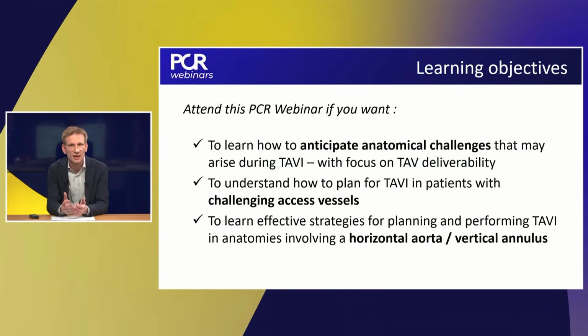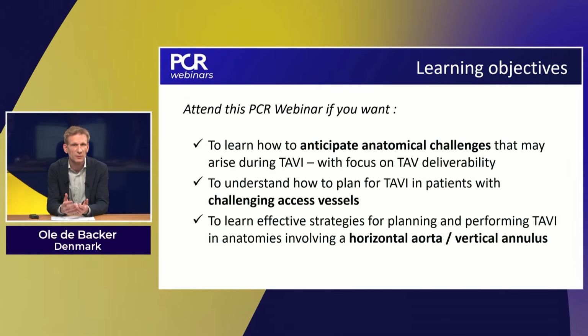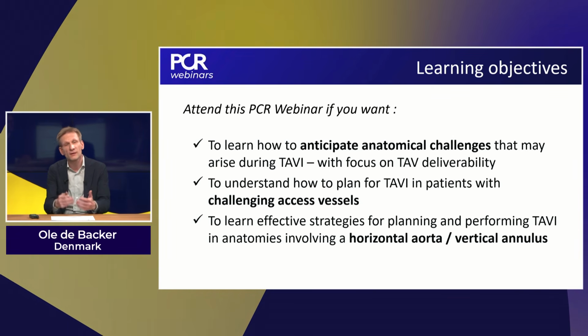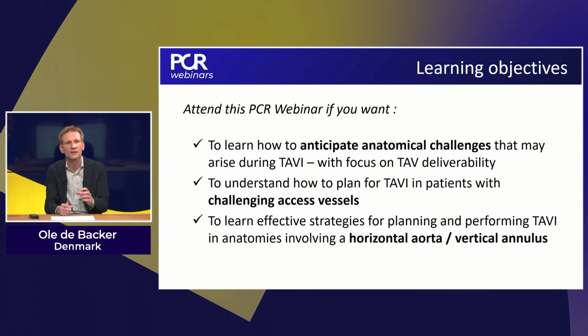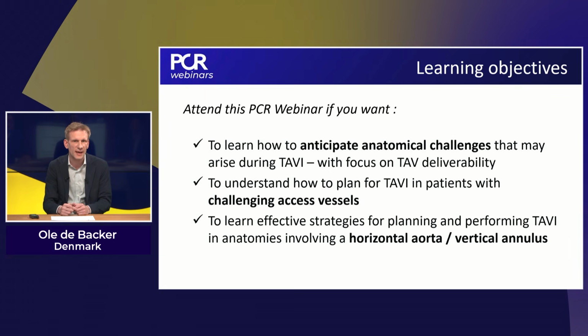So the learning objective, well, first of all, to learn how to anticipate anatomical challenges that may arise during TAVI with a focus set on the deliverability, to understand how to plan for TAVI in patients with challenging access vessels. That will be the first case. And then the second case, also to learn how to develop effective strategies for planning and performing TAVI in anatomies involving a horizontal aorta, or should we call it vertical annulus.